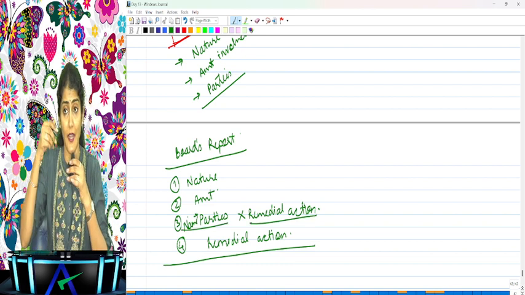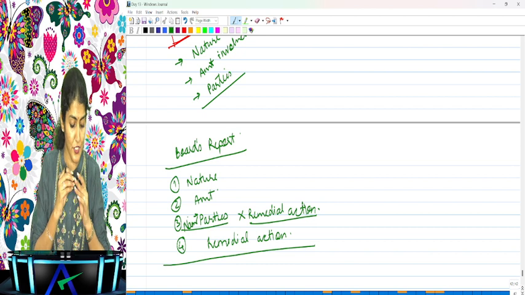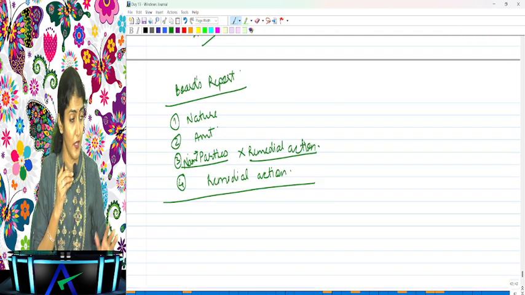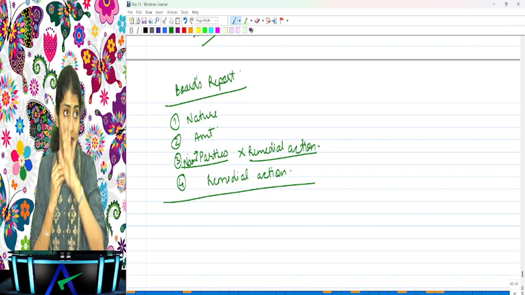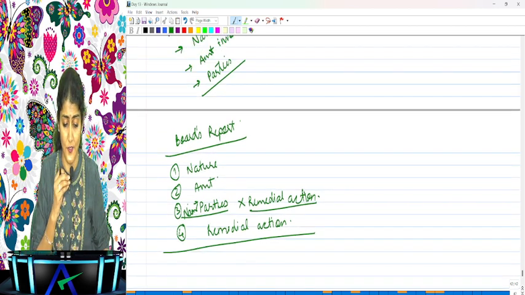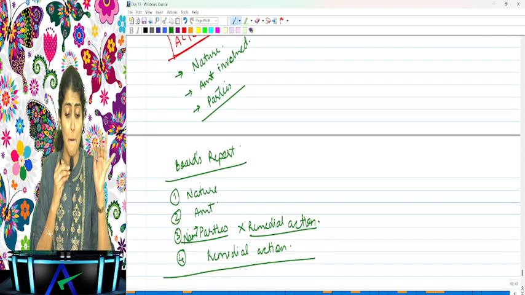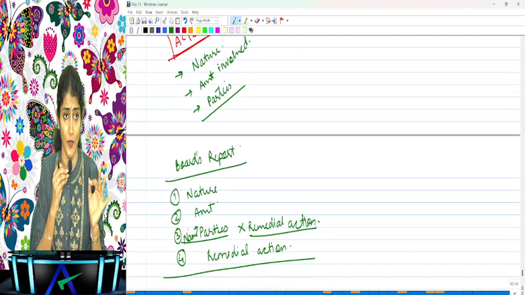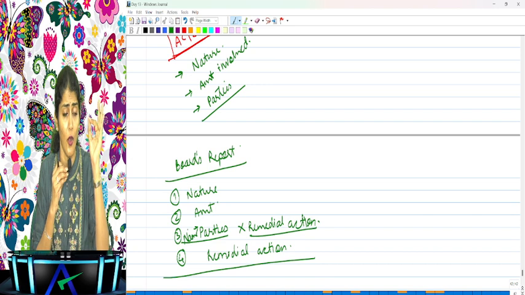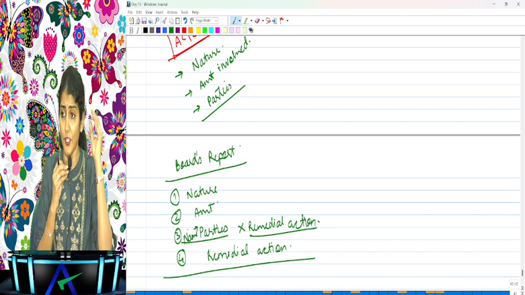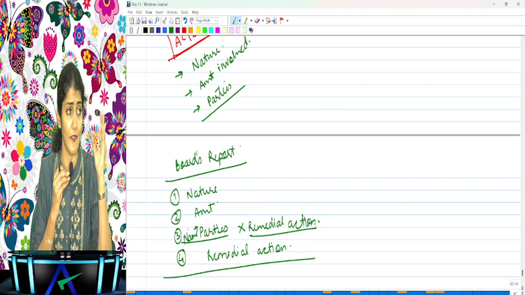However, if remedial action is taken, then you just mention the remedial action taken, and there is no need to mention the names of the parties. Are you understanding that? This is the story when the fraud is of less than 1 crore. What does it say? Immediately but not later than 2 days, you report the fraud to the audit committee or board of directors. What will you report to them? Nature of the fraud, the amount involved and the parties involved.